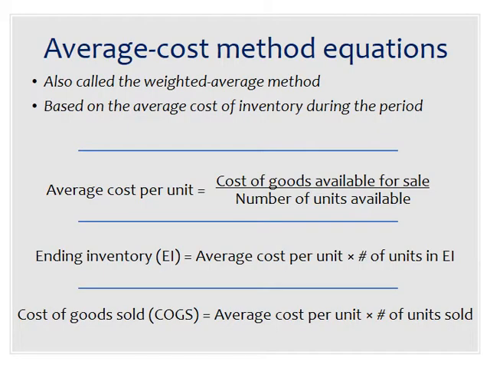The average cost method, sometimes called the weighted average method, is based on the average cost of inventory during the period. The formulas we will use are listed on the slide. The average cost per unit is equal to cost of goods available for sale divided by the number of units available. Ending inventory is equal to average cost per unit times the number of units in ending inventory. Cost of goods sold is equal to average cost per unit times the number of units sold. Now let's go through an example using the average cost method.